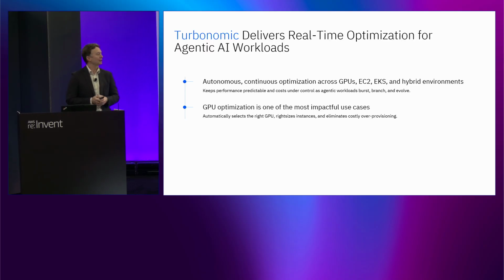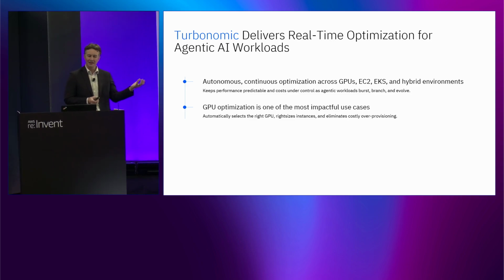So in our particular case, what Turbonomic does to deal with these problems is we will deliver real-time optimization to agentic AI workloads. And what we will do is provide actions that look at continuous optimization by analyzing data that comes from the GPU instances itself, vCPU and vMem saturation, throughput for storage and network, and look over time at these metrics and then ultimately make decisions across your environment to right-size based upon what we see from these metrics.